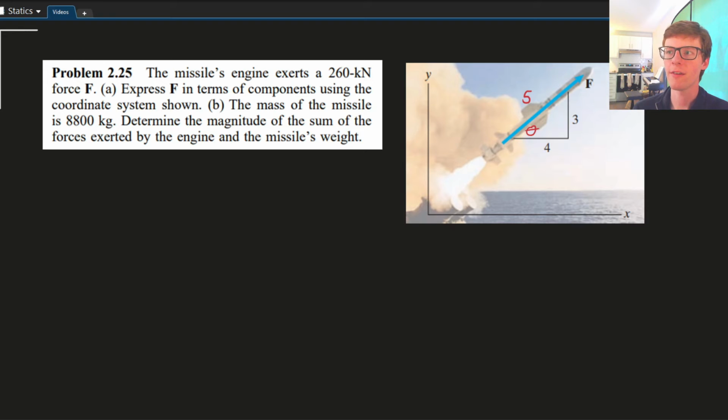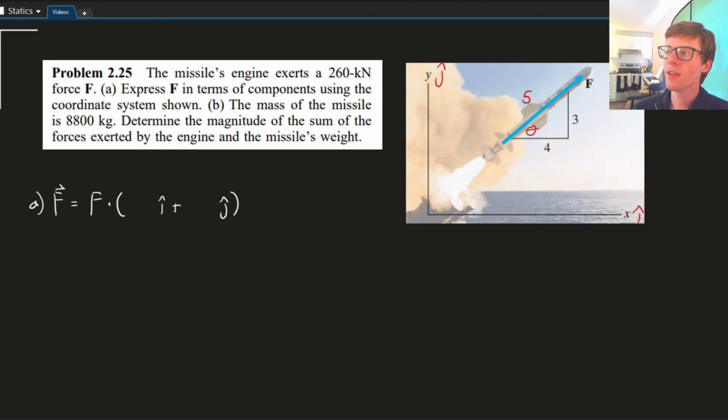A, express F in terms of components using the coordinate system shown. So this is the same coordinate system as above. I hat is the X direction, J hat is the Y direction. So F for part A is going to be equal to the magnitude of F times its directions. So that's going to be our X component and our Y component.